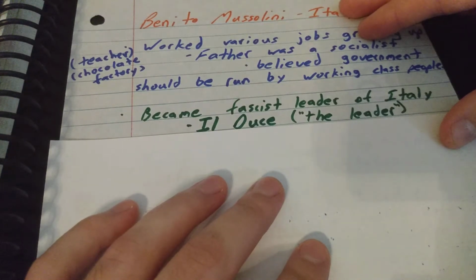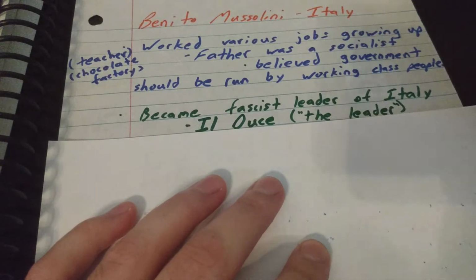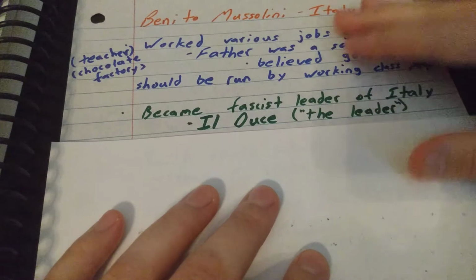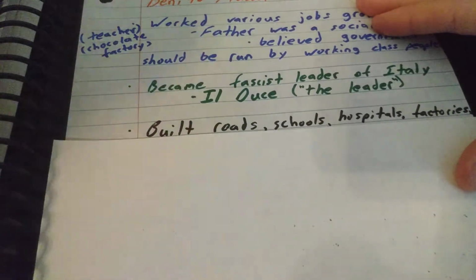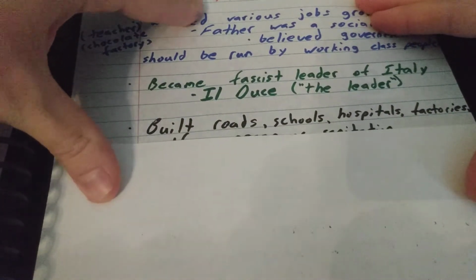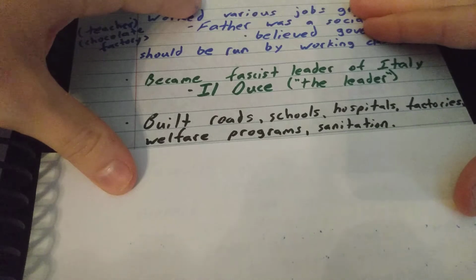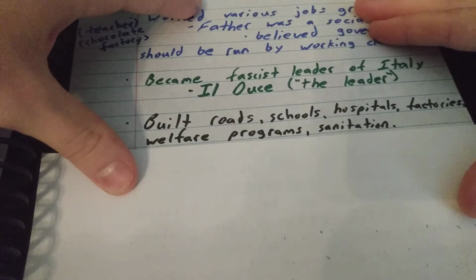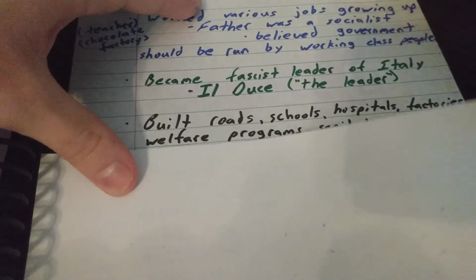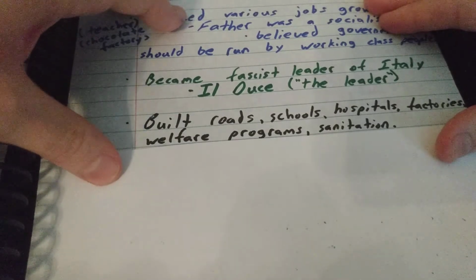And if you remember from the intro, I believe it was from the intro video, fascists usually, well, actually, I'll get to that in a second. And a couple good things that he did as a fascist leader in Italy was that he built roads, he built schools, hospitals, factories, welfare programs, and sanitation. Sanitation is like another word for stuff that cleans, maybe picks up garbage or stuff like that. I can't think of it off the top of my head, but they help clean stuff. Welfare programs, we've talked a little bit about that before in the previous chapter.